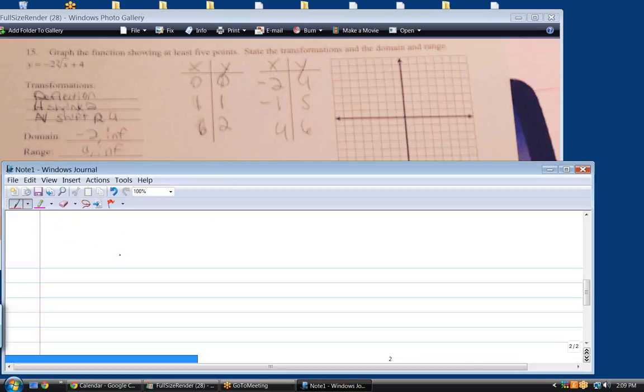What's the cube root of -8? -2. Correct. -2 times -2 is 4. 4 plus 4. 8. Good.